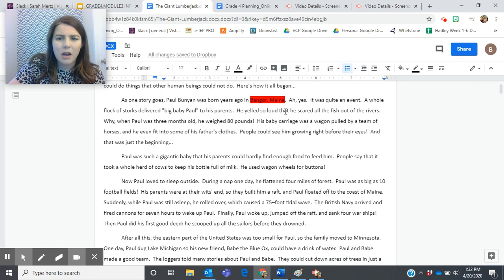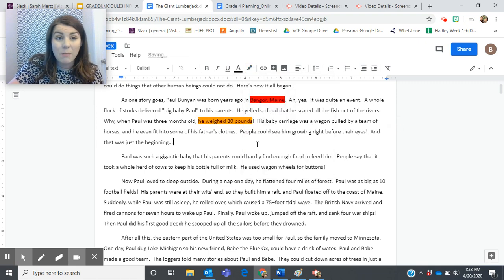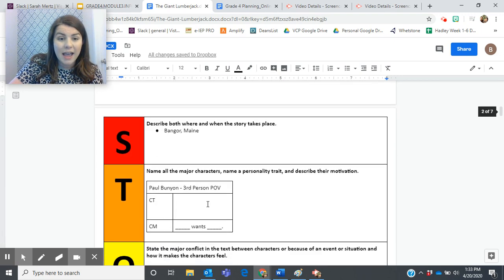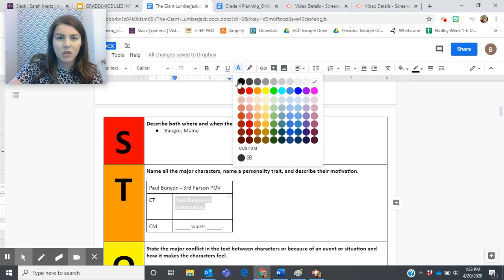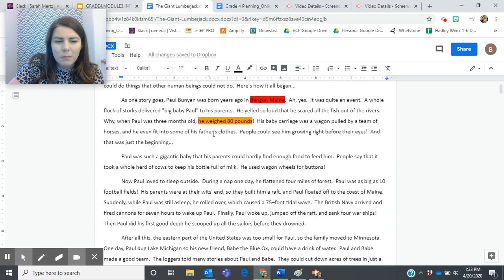What about T, talking characters? Well, I learned that Paul weighed 80 pounds when he was little. Sounds kind of like he might be humongous, gigantic, pretty big. So I'm going to add that to my talking characters. Paul Bunyan character trait: he is humongous. Man, he's so big. Let's see if there's anything else. No problem, no attempts to resolve, no lesson learned yet.